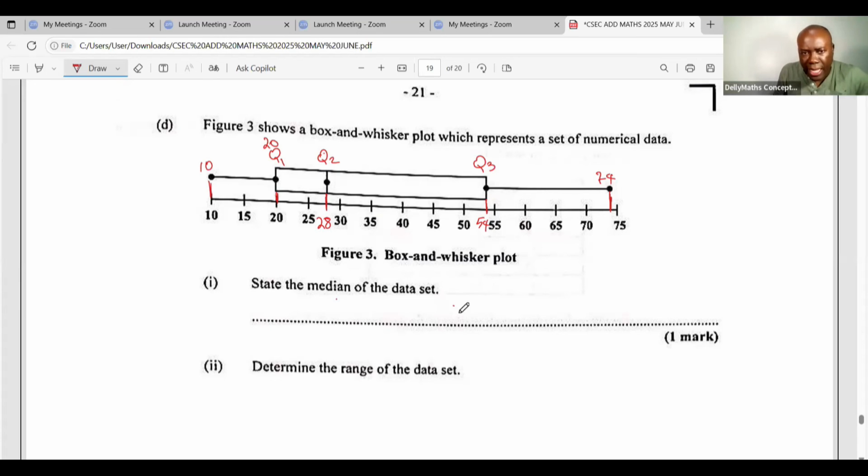So my median, I'll take about 28, right? For my median right there. All right, so I'll grab about 28 for the median. It's right here, it's Q2, right?